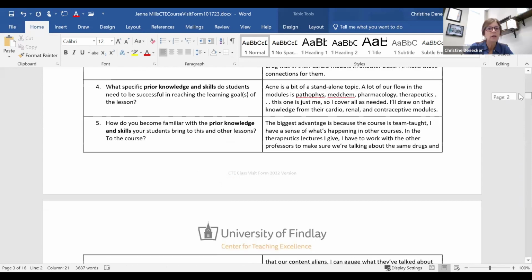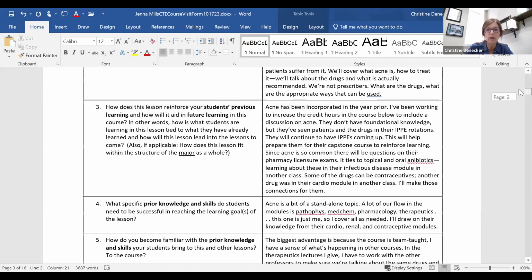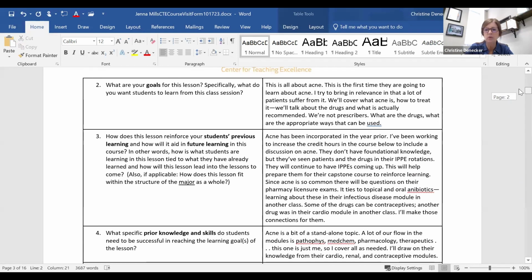Good. One of the things that you'll notice that I do, and I don't know if you do this or not, is I write from first person. Like I'm Jenna's voice, right? So I don't say she said. I try to bring relevance in. I'll make those connections for them. So I'm writing from Jenna's voice. And do you do that, or do you use third person?